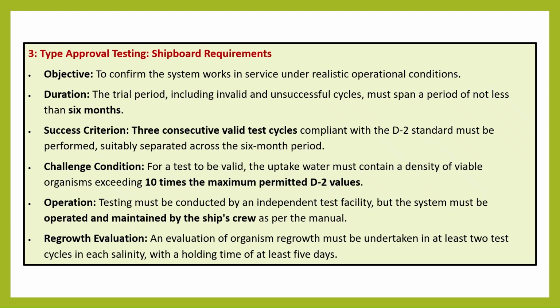Type approval testing, shipboard requirements. Objective: to confirm the system works in service under realistic operational conditions. Duration: the trial period, including invalid and unsuccessful cycles, must span a period of not less than 6 months. Success criterion: 3 consecutive valid test cycles compliant with the D2 standard must be performed, suitably separated across the 6-month period. Challenge condition: for a test to be valid, the uptake water must contain a density of viable organisms exceeding 10 times the maximum permitted D2 values.